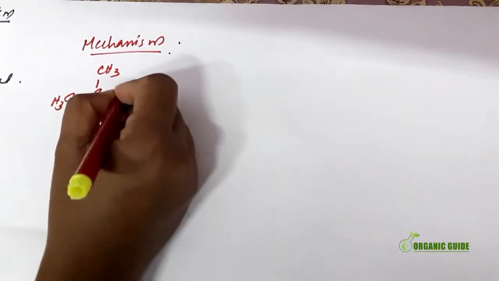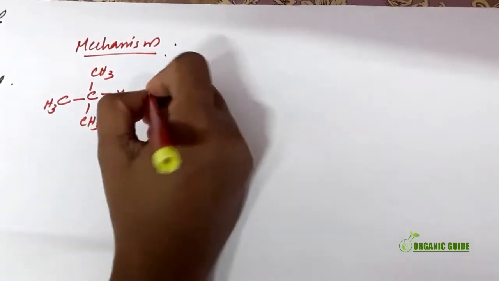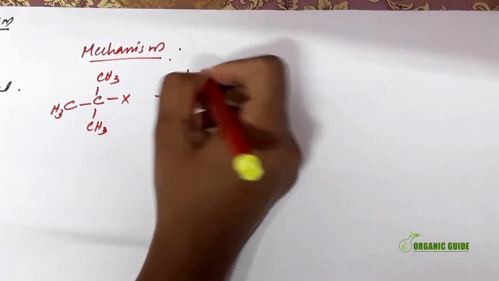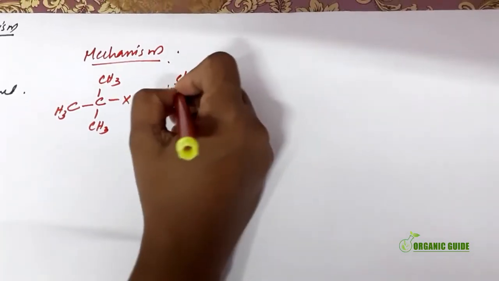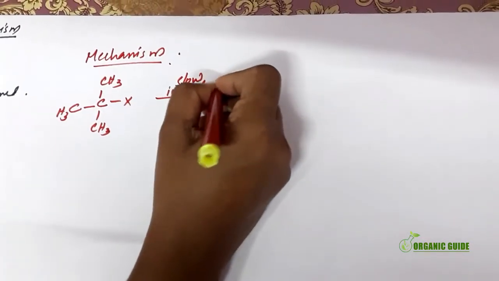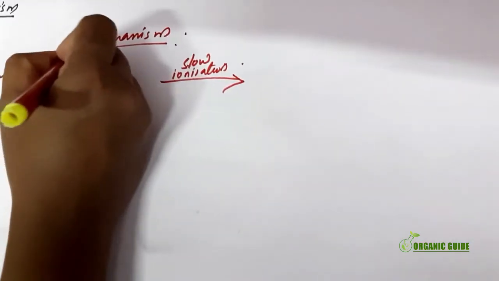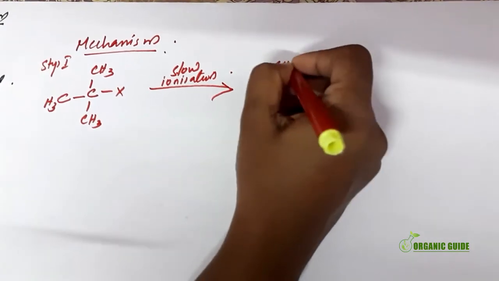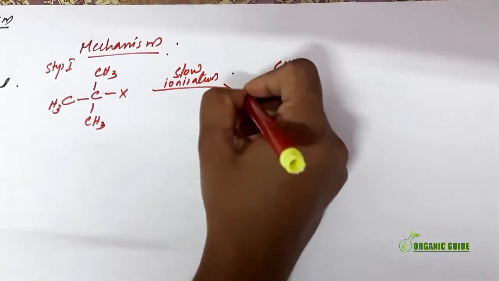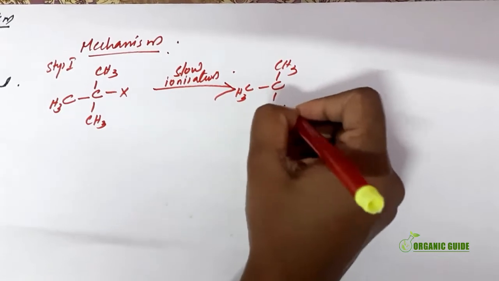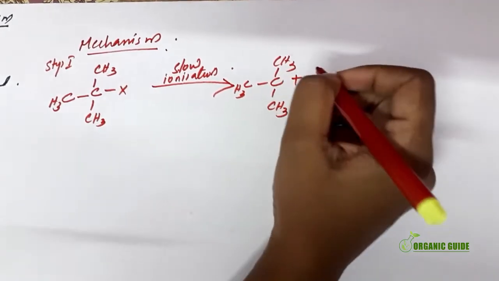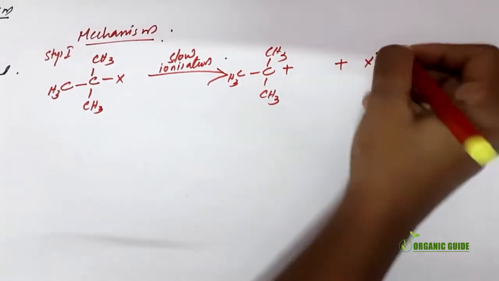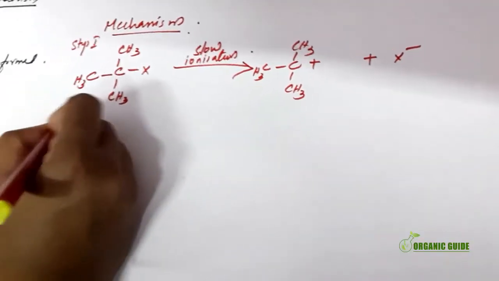So this is our substrate, alkyl halide. In the presence of base, under the influence of base, it will undergo slow ionization. This is step 1. Ionization, and a carbocation is formed. Step 1 is the same for SN2 as well as SN1 as well as E1, plus a halide ion will be formed.